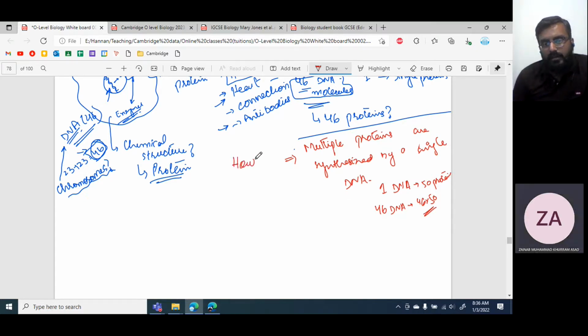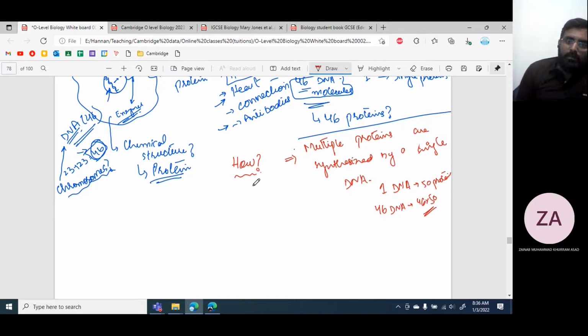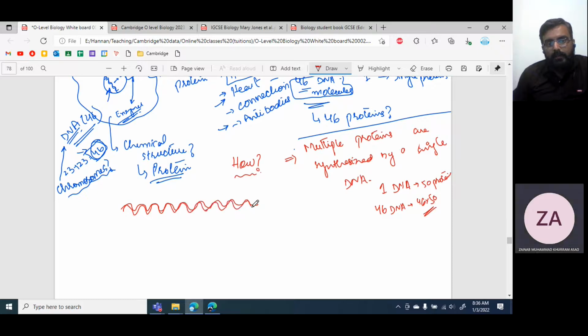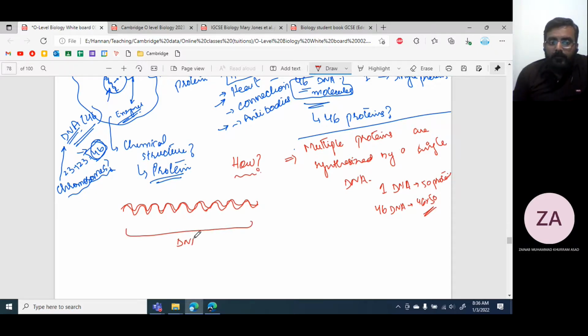But एक और question arise होता है, how? एक DNA molecule इतने different proteins कैसे बना सकता है? So let's come to the answer. If you examine a DNA molecule, then you come to know that a single DNA molecule is functionally divided into some segments of variable size. Segments of variable size. This segment creates protein 1.